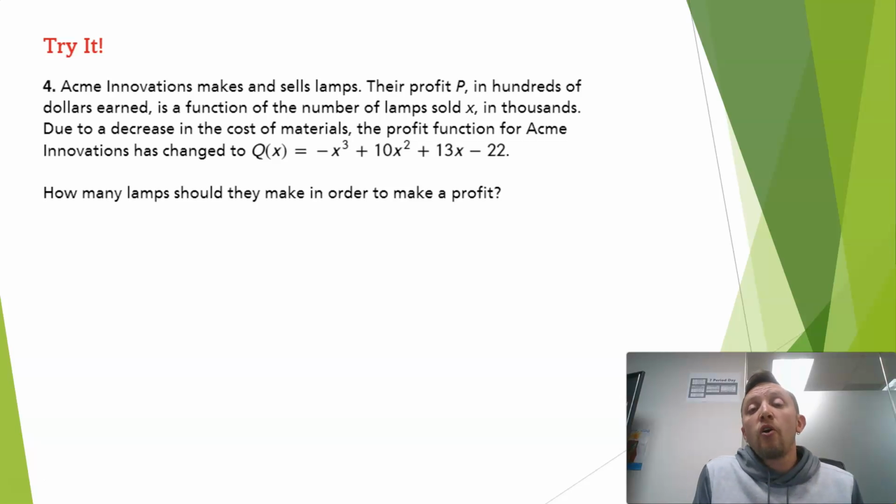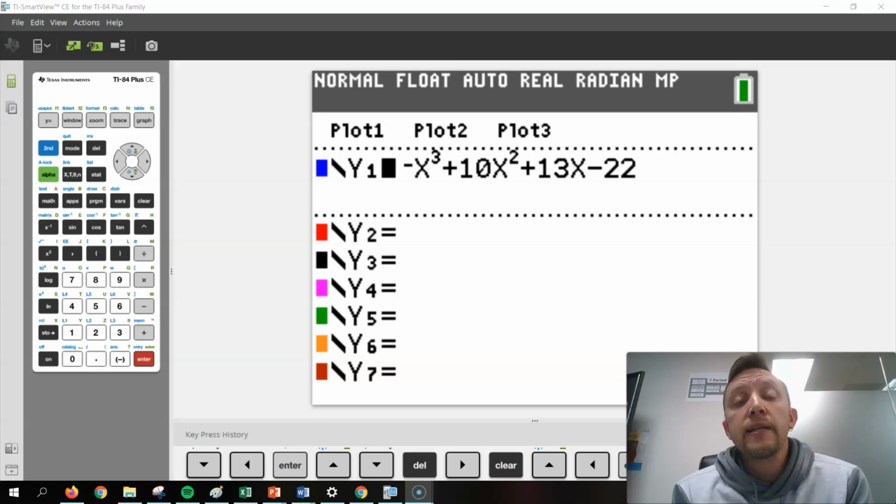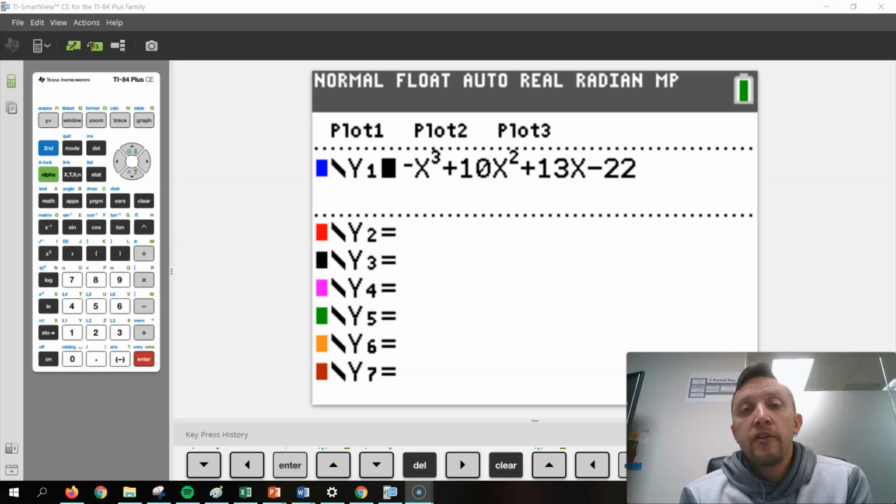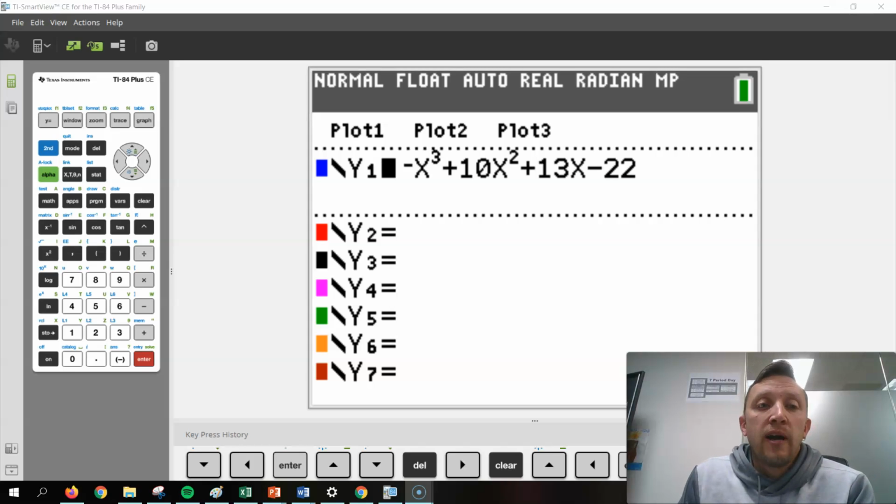So for this one, we're going to need our graphing calculators. So let's get our graphing calculators out. All right, so go ahead and type in the equation that we're going to be graphing, our profit function, into your graphing calculators. So go ahead, and if you need to, pause the video so that you're all caught up. All right, so let's look to see what the graph looks like.